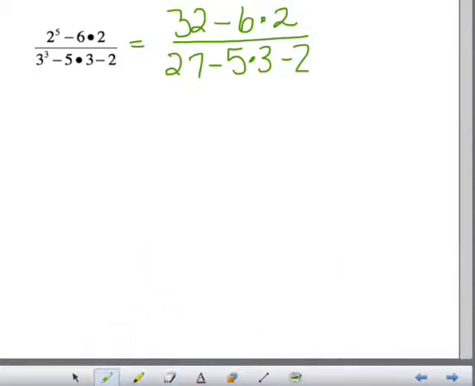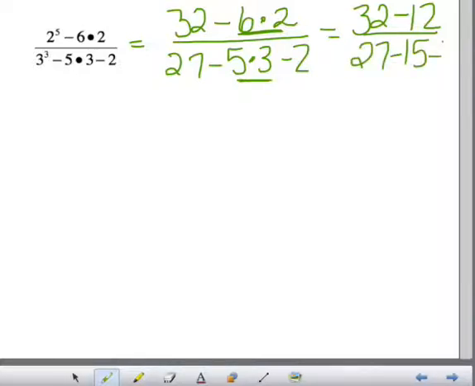All right, continuing on. At the top, there weren't any parentheses. I've done my exponents. Next is going to come multiplication and division left to right. So I've got 6 times 2, so I've got 32 minus 12. Working on my bottom down here, I've got multiplication is next. So I've got 27 minus 15 minus 2.